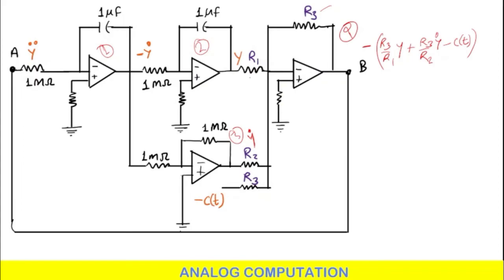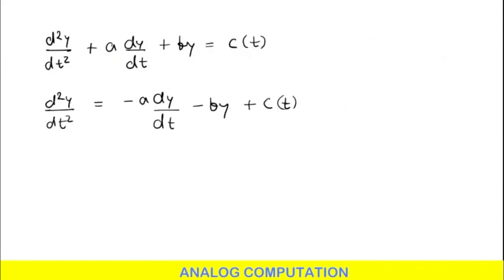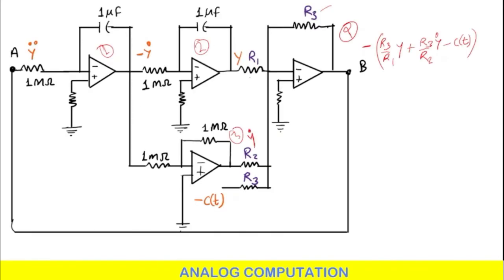Now you see, what we have done is we have connected this B to the A. This is enforcing the equality, making the condition B equals A. At the A you have y double dot, so y double dot equals this thing, and that is what we have to realize. We have to realize this equation. As you can see, we have done it already. A can be given as R3 by R2 and B can be given as R3 divided by R1. So we have made the equation, and we have also forced the equality.